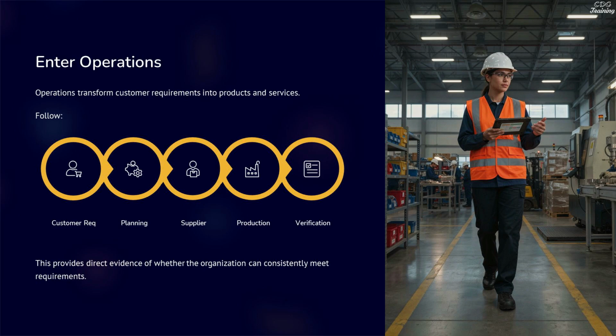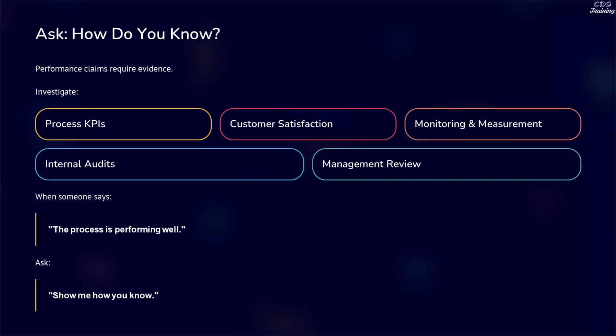Operations transform customer requirements into products and services. Following the process from customer request to verification provides evidence of meeting requirements consistently. Performance claims require evidence. We investigate process KPIs, customer satisfaction, and internal audits. When someone claims a process is performing well, we ask for proof.